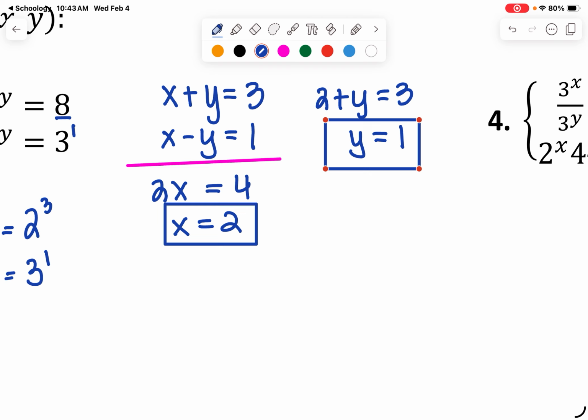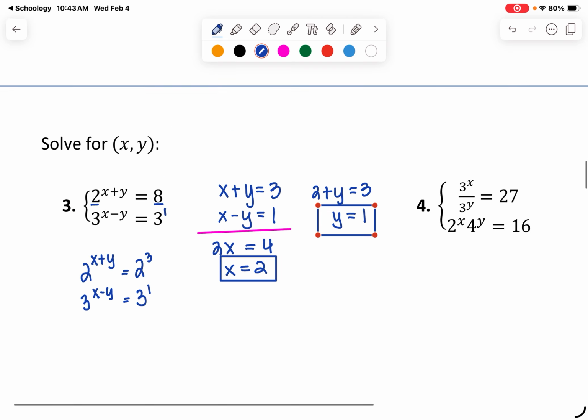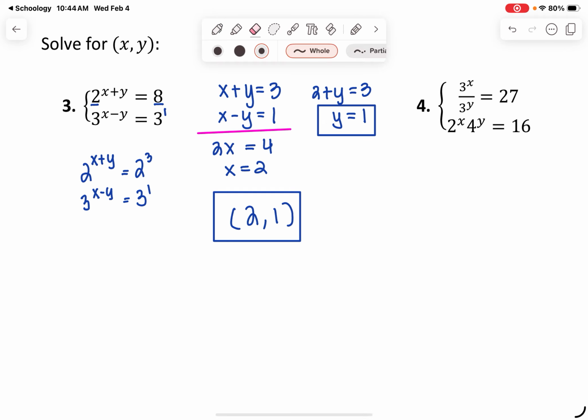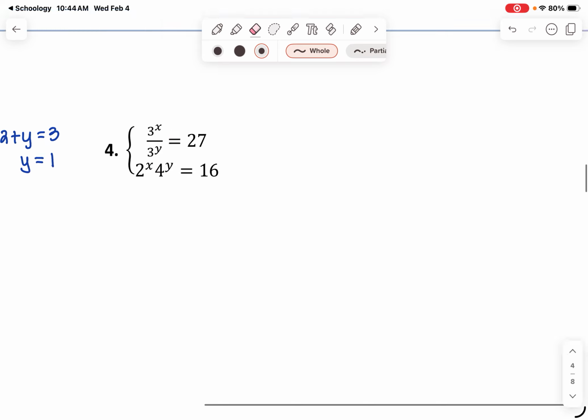Okay, this is a point of intersection, so you could also write it as an ordered pair. Which I would probably prefer because the directions say solve for x comma y. So we should say 2 comma 1 is our answer instead of boxing that. Okay. All right, let's move on to the next one.